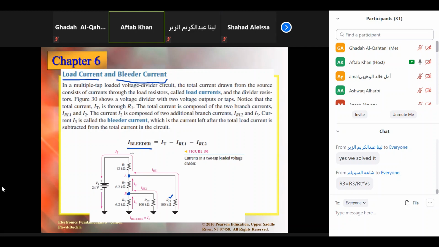Okay, like you can say the total current is coming here. It splits into two parts. One is the load current, which will go here, and another one will come here. Okay, so this will again split into two parts. One will go here, another one will go here. So this is the load current, this is the load current. After subtracting the load currents from the total, we are left with this I3. This is called the bleeder current. All right, now can you find all the currents?